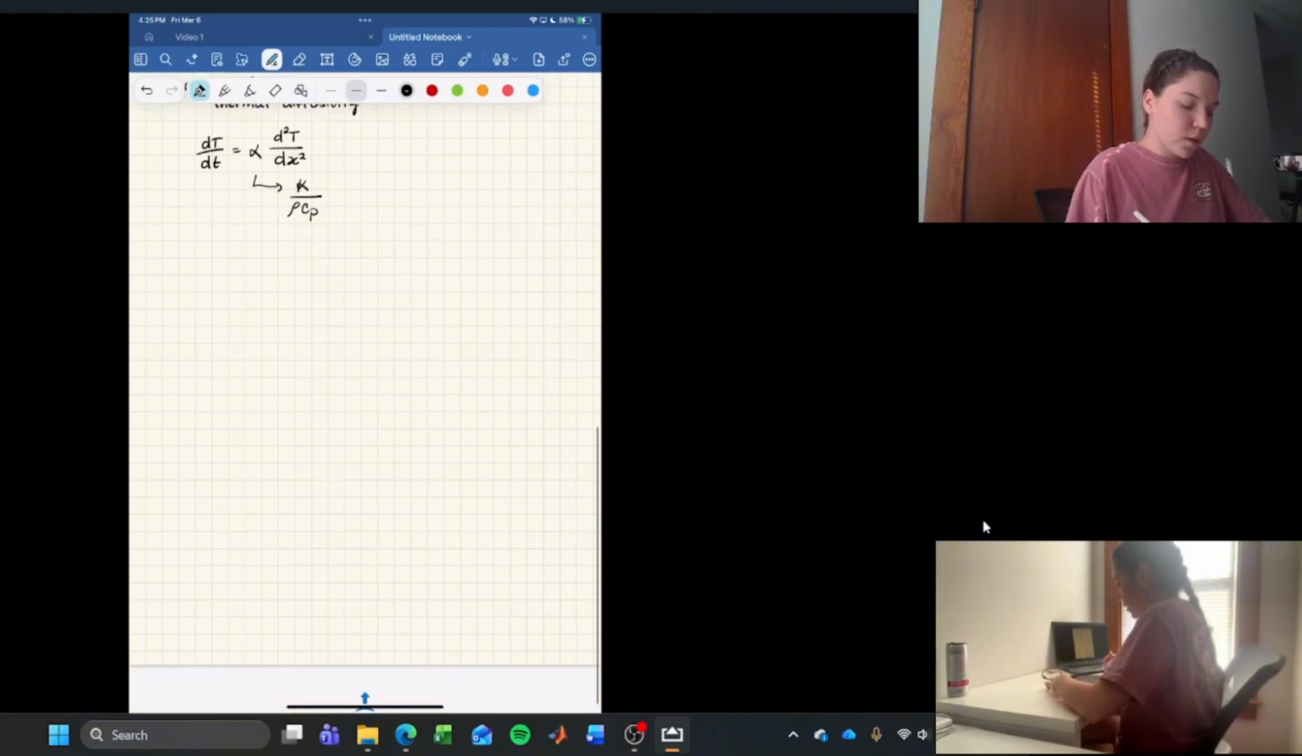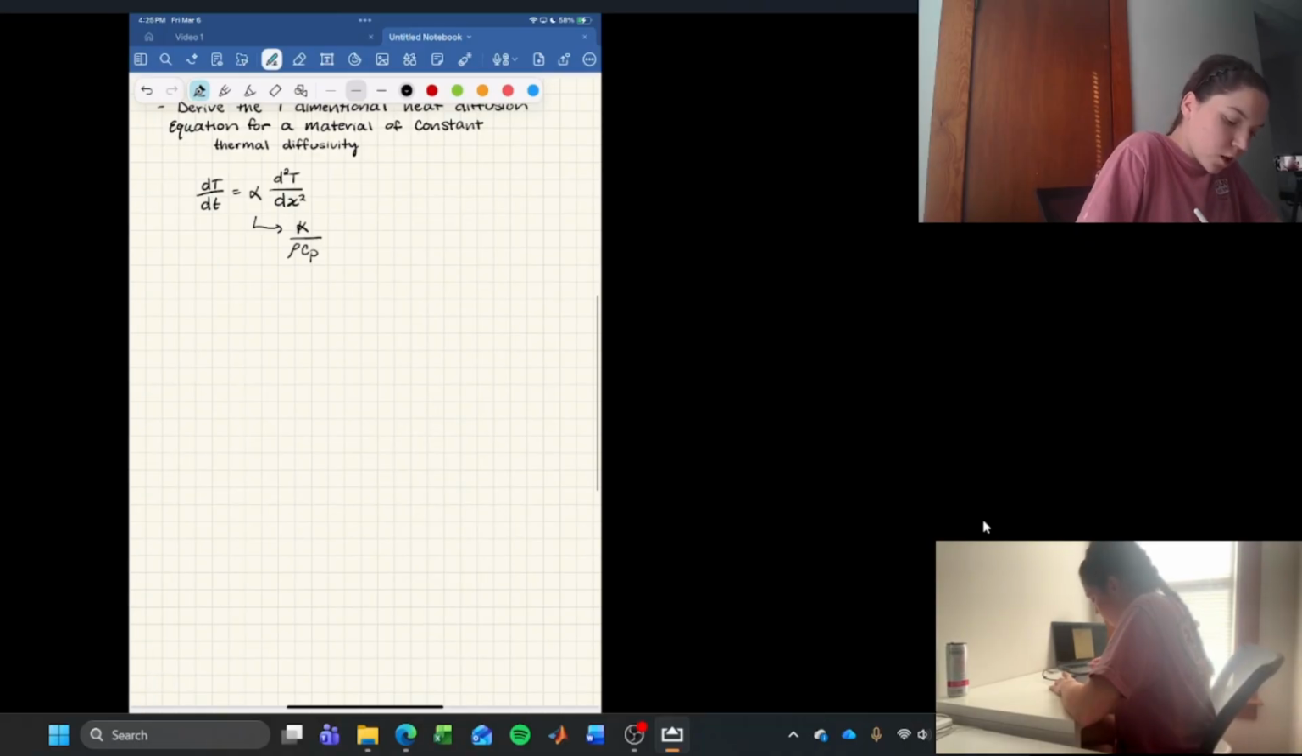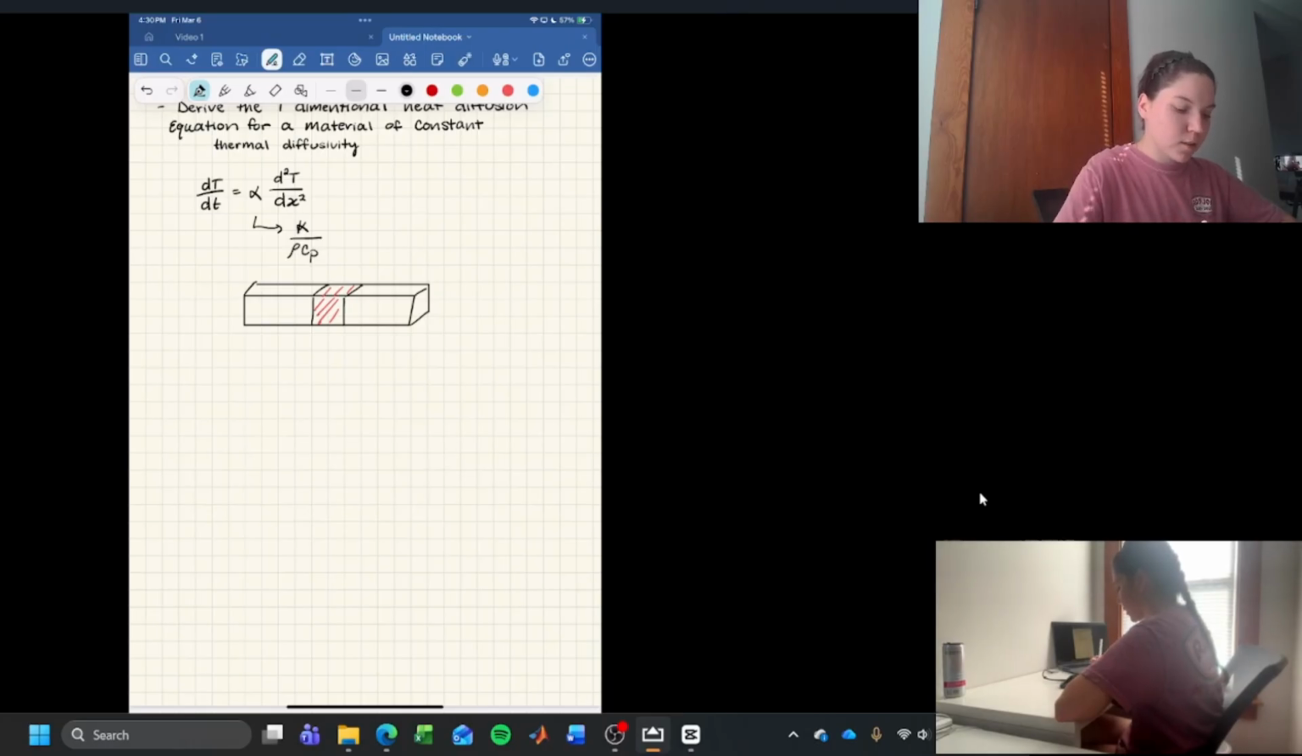Okay, so we can model this using a uniform rod. So for the rod, let's just draw it here. And it's a three-dimensional rod. And we are going to break this up into sections and look at the heat diffusion just of the section. And that's this here. Okay, so now let's give this some values.